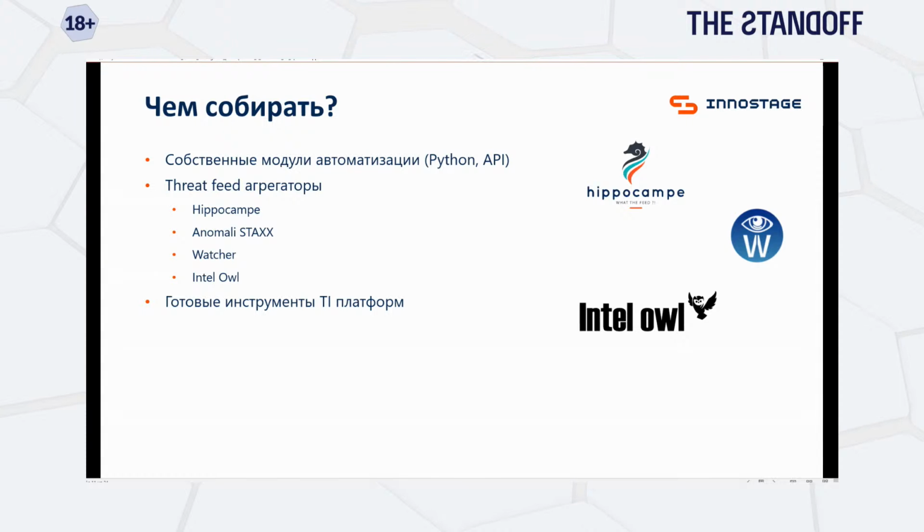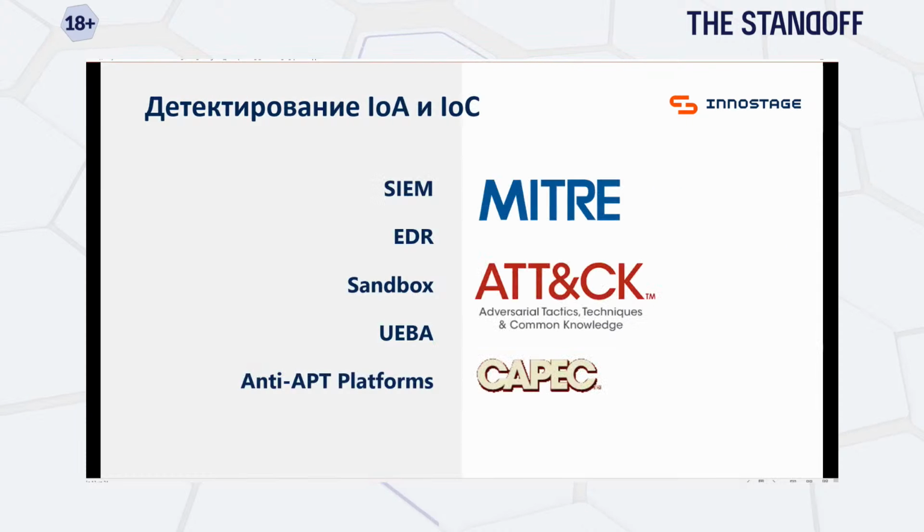And the third way to assemble them is to come up with your own automation modules. We decided to do that, and we're using Python to get information about indicators of compromise, and we do the relevance checkup and integration to the TI platform.